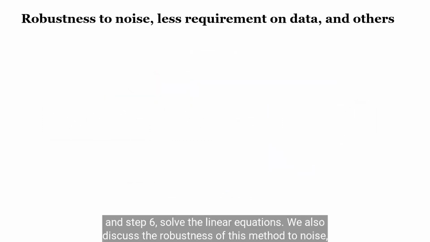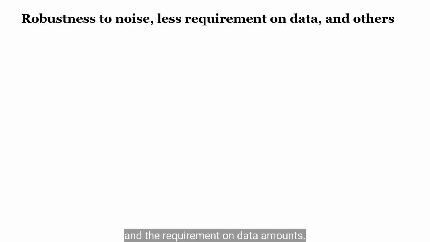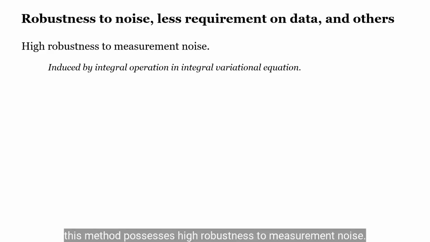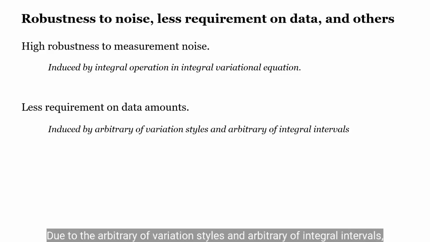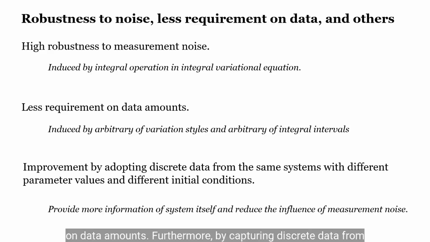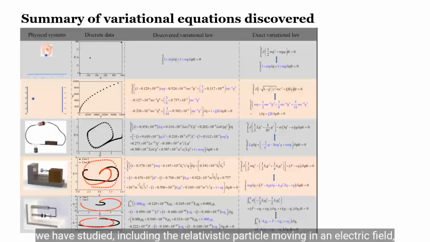We also discussed the robustness of this method to noise and the requirement on data amounts. Research shows that due to the integral operation in the variational equation, this method possesses high robustness to measurement noise. Due to the arbitrariness of variation styles and of integral intervals, this method has less requirement on data amounts. Furthermore, by capturing discrete data from the same system with different parameter values and different initial conditions, the efficacy of this method is dramatically improved, because this discrete data provides more information of the system itself and reduces the adverse influence of measurement noise.